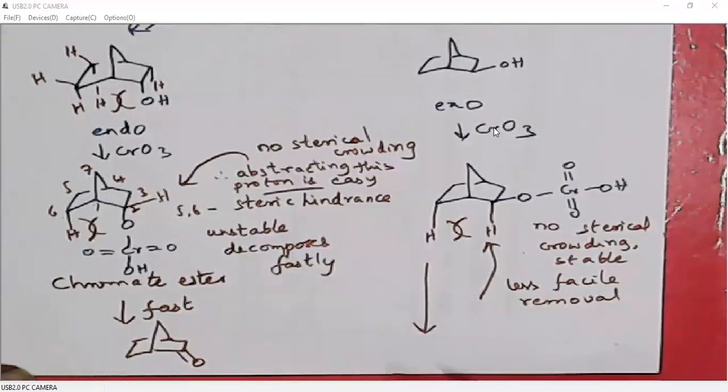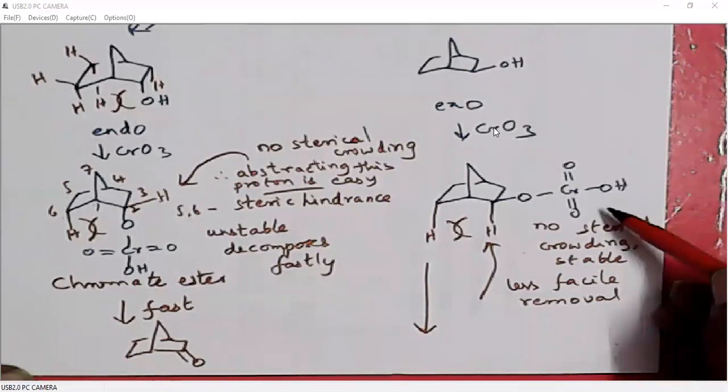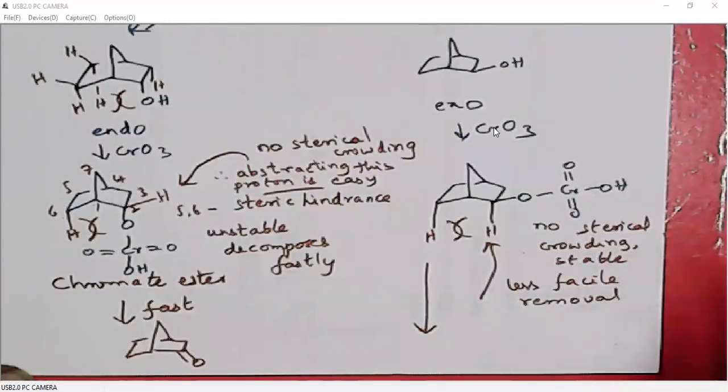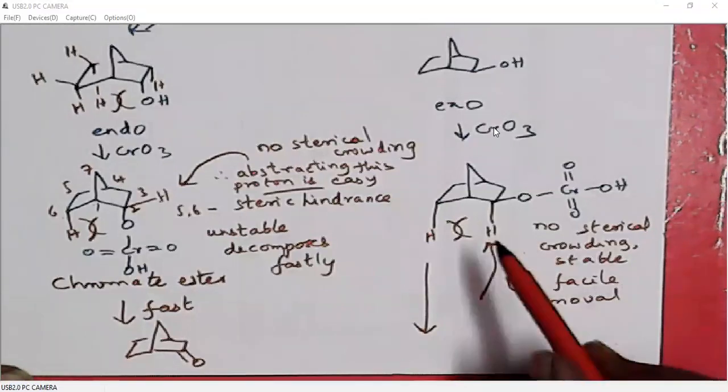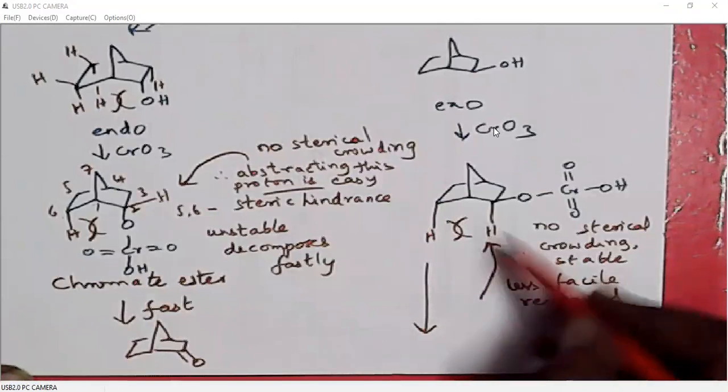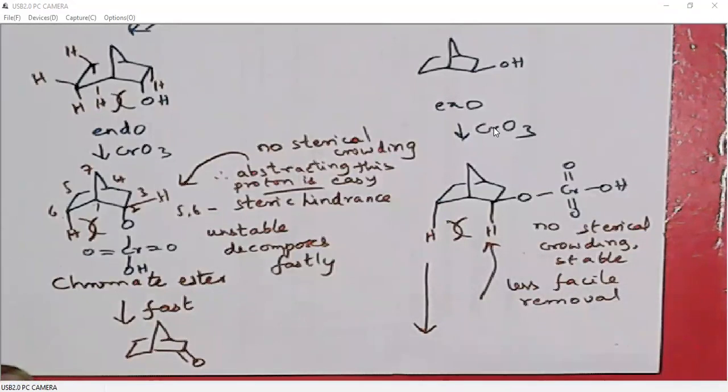So it has two disadvantages. First, the chromate ester is stable. It doesn't have any steric crowding, so it will not react that easily. Second, removal of this proton is difficult because it is already sterically crowded, and if a base wants to go there and take out this proton, it is even more difficult. So this is a slow reaction.